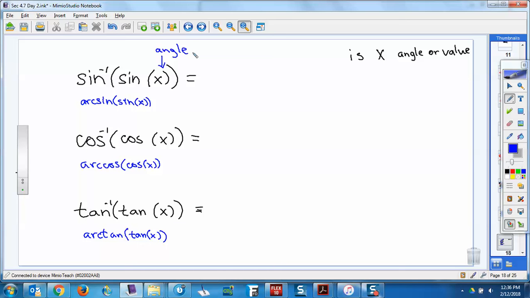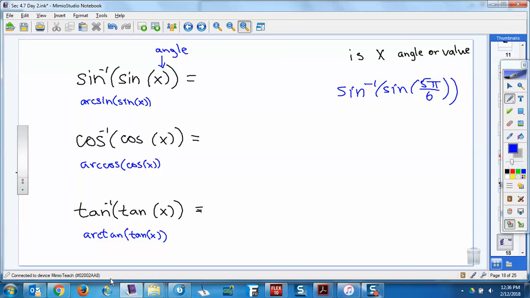So if I give you the arc sine of the sine of 5pi/6, those are not just going to cancel each other out and give you 5pi/6. The answer to that is going to be pi/6. So when the inverse trig function is on the outside, if you want to make a little note to yourself, that's when we have to worry about the restriction.